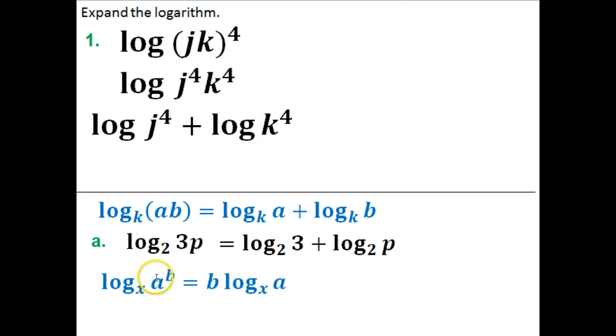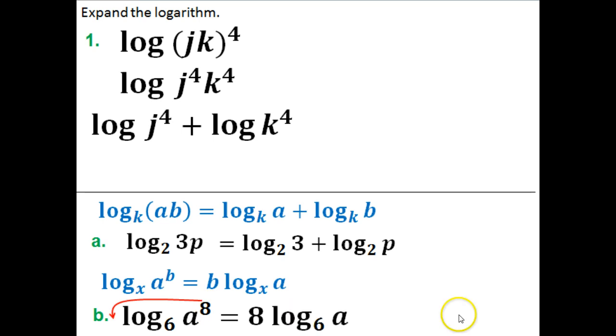Now let's look at our exponents. If an exponent is there, the way that we can expand it is by moving this exponent, this b here, way out in front. You'll notice that we did that here. Let's kind of look at a basic example here. This is a log base 6 of a to the 8th. Okay, so we can take this 8 here and we can move it way out in front here. And if we do that, it will look like this, 8 times log base 6 of a. And that's all we did, we just took this and we moved it out front.